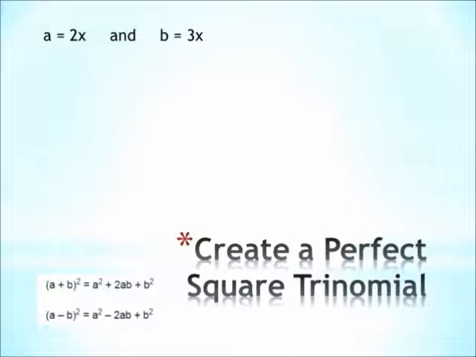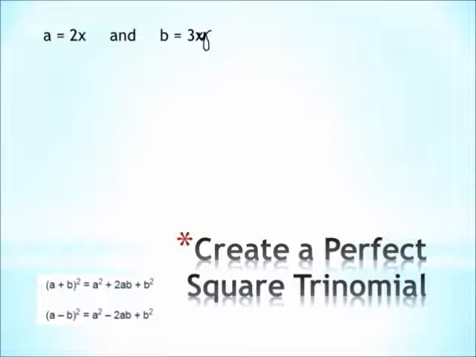Now let's talk about creating a perfect square trinomial. There's a guideline down at the bottom. It tells us that the quantity of a plus b squared equals a squared plus 2ab plus b squared. So I just chose two separate pieces of information. This is supposed to be a y. This is a typo.